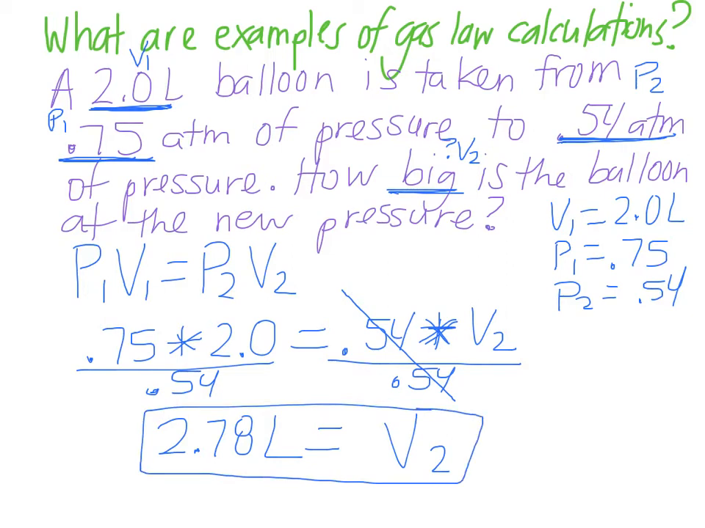Now before you move on, I want you to make sure that this makes sense. Boyle's law says that there's an inverse relationship between pressure and volume. So what happened is our pressure actually went down in this problem. We started out at 0.75 and went down to 0.54. So that means that the volume should then go up. We started out at 2 liters and it went up to 2.78. So that's just a way for you to check your answer and make sure that it actually makes sense.